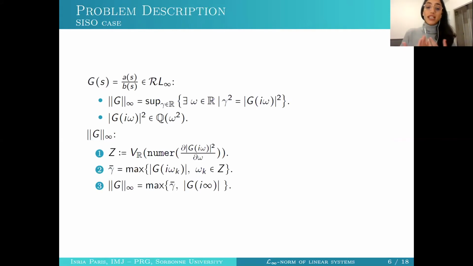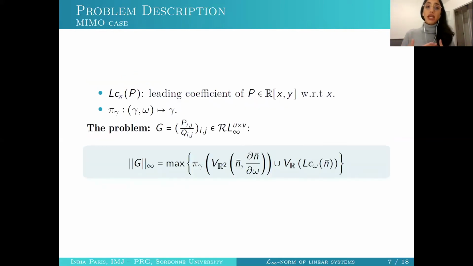Then we take these values and we evaluate the modulus of G over them, and we choose gamma bar to be the maximal one. And finally, the L-infinity norm of G will be the maximal value between this gamma bar and the modulus of G at infinity.